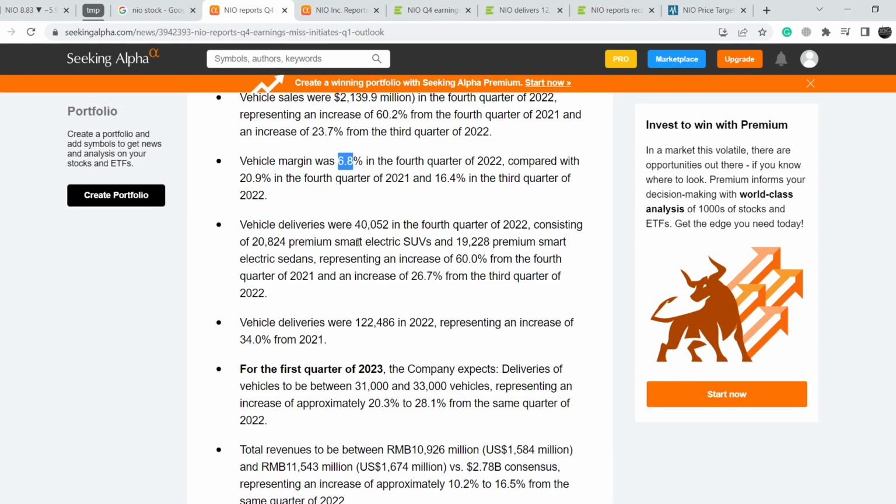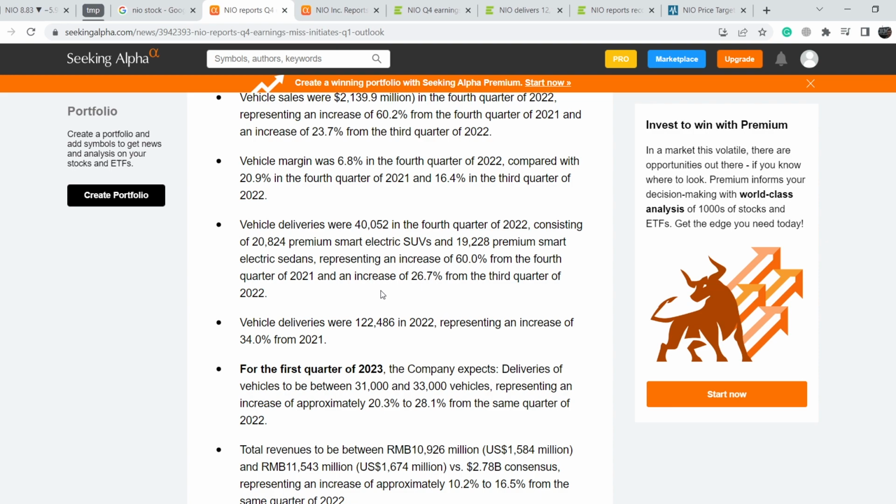Vehicle deliveries were 40,052 in the fourth quarter of 2022, consisting of 20,824 premium smart electric SUVs and 19,228 premium smart electric sedans, representing an increase of 60% from the fourth quarter of 2021 and an increase of 26.7% from the third quarter of 2022. And definitely by itself they raised the number of their deliveries, but the vehicle margin ruined the entire balance sheet.